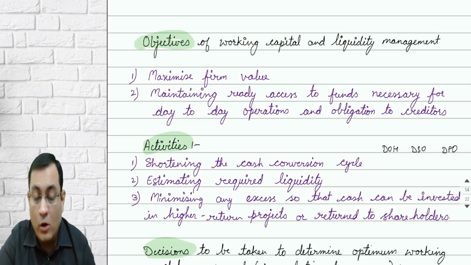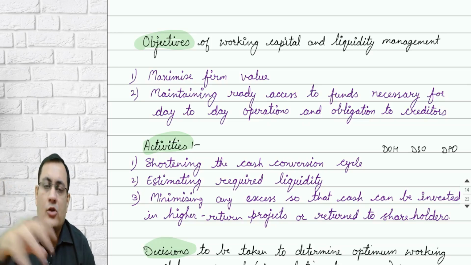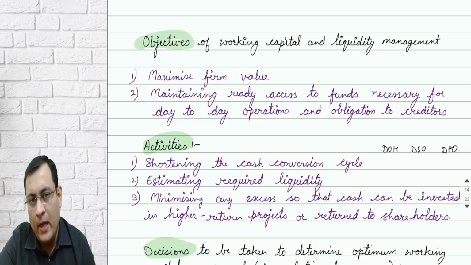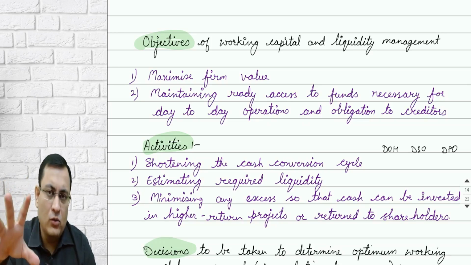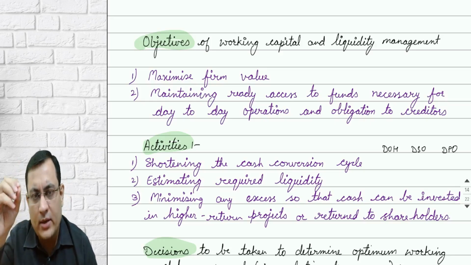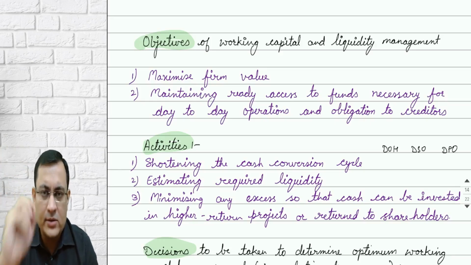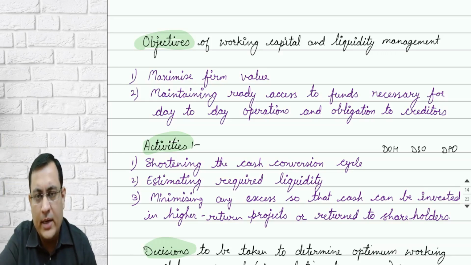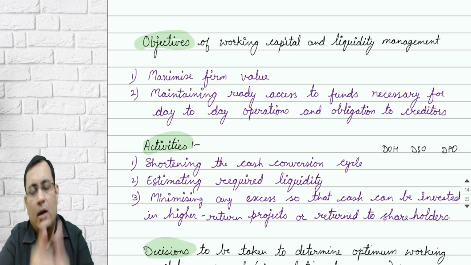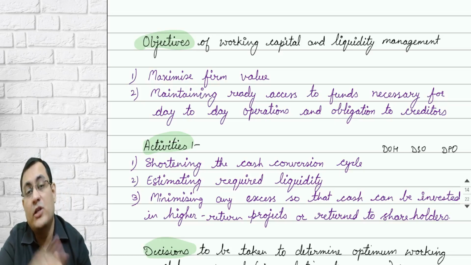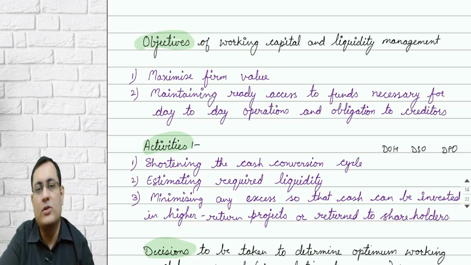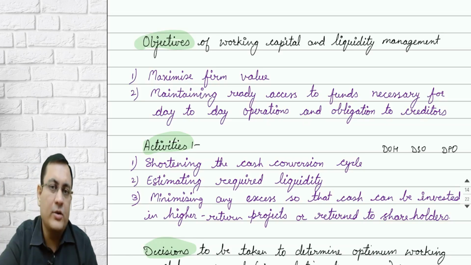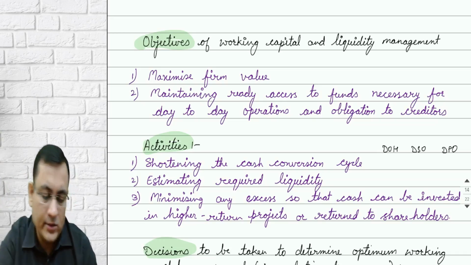So, objectives. Number one, of course, from corporate finance point of view, the ultimate objective, whether it was capital budgeting, whether it is capital structure decisions, or your working capital management decisions, the ultimate objective we have to achieve is maximization of valuation of the firm. So here also the first objective is to maximize firm value. Overall valuation of the firm should increase.